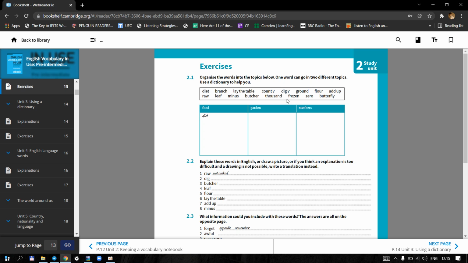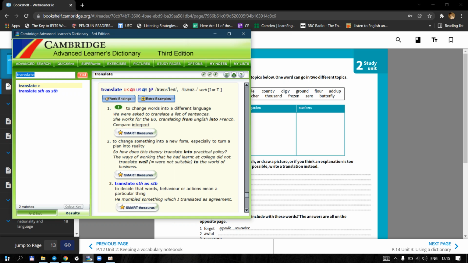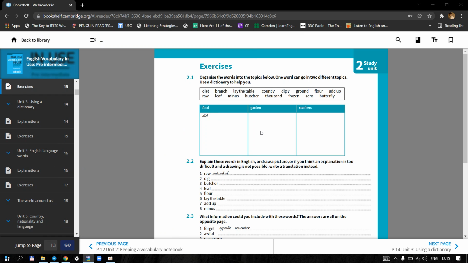category of numbers, right? So if you don't know, you can always check the definition and then write down, like, is it about food or something like that. And here explain these words, right, in English, or draw a picture if you think explanation is too difficult or drawing is not possible, like write a translation instead. So my recommendation, if you can, of course, try to write a definition with your own words. If you cannot, then you can write like antonym or synonym.